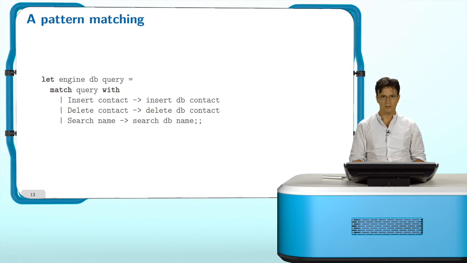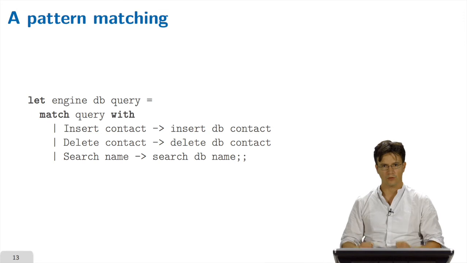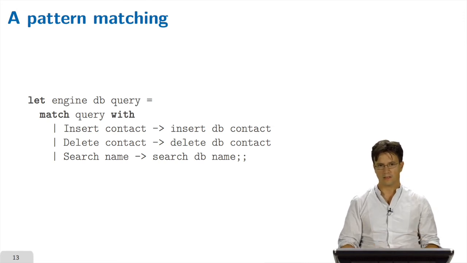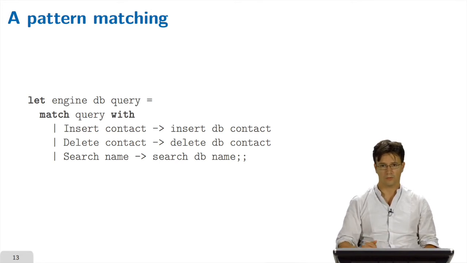So our engine must classify the query, and given the query, call the right function. So what we do is a pattern matching over the query, and we have a branch for each possible case: one for the insertion query, and in that case, we just call the insert function, one for the deletion query, and in that case, we call the delete function, and finally, a last case for the search query, we just call the search function.